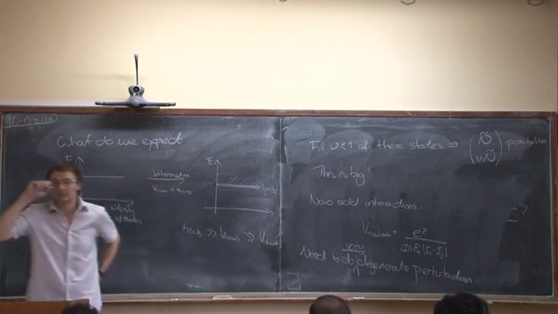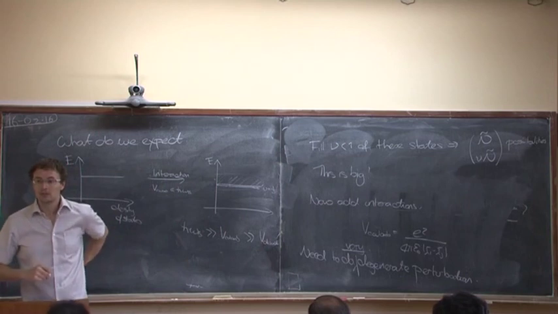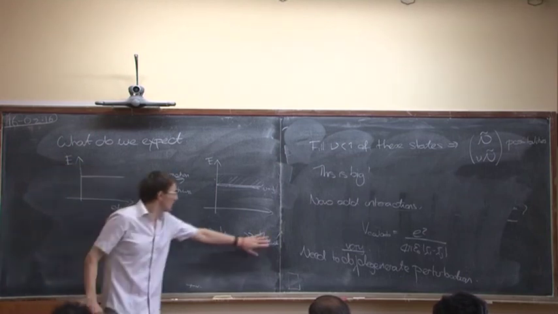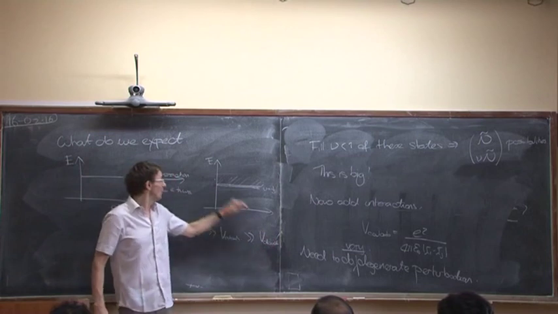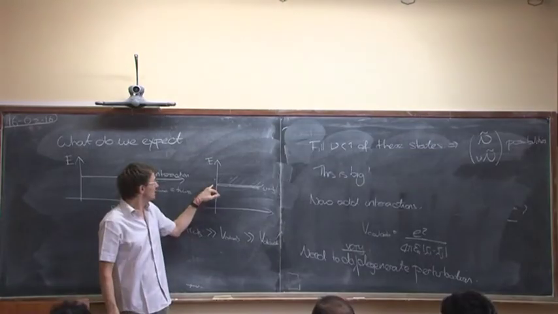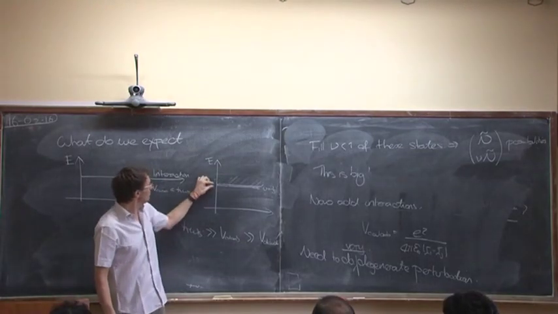Sorry, what is this gap again? I mean, the idea is you have one extended state. No, so let's forget about disorder for now. The idea is that when you look at the density of states, it's not nice and smooth, but there's a gap.